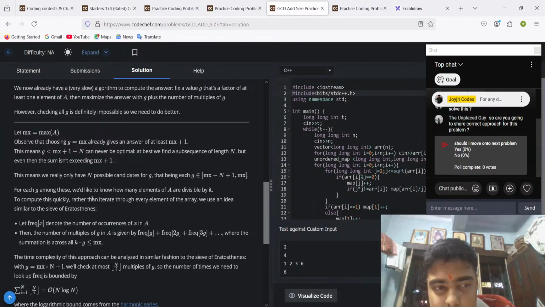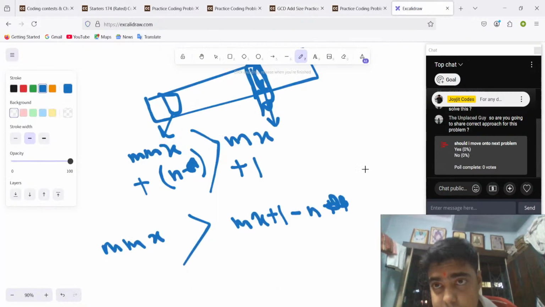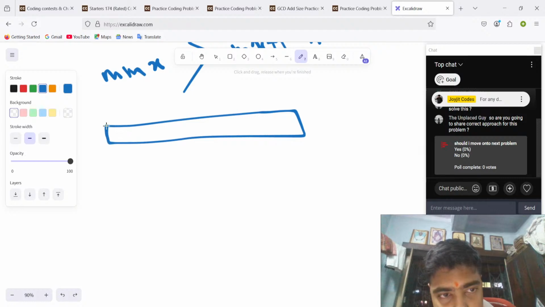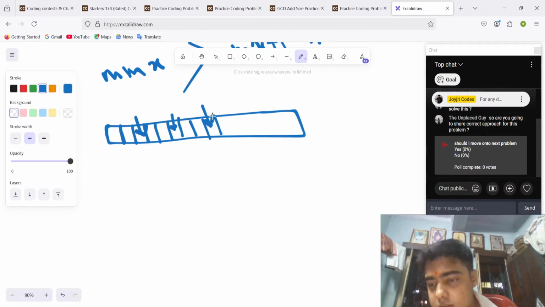To compute this quickly, rather than iterate through every element of the array, we use an idea similar to the sieve of Eratosthenes. Now, what is the sieve of Eratosthenes? If you don't know about it, let's say this is a number line, and I want to find out all the numbers that are divisible by 3. So what I can do is, for all the third elements, I can cancel it out. That is what we are going to basically do over here.